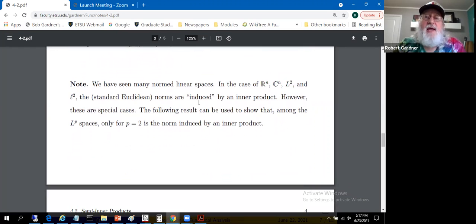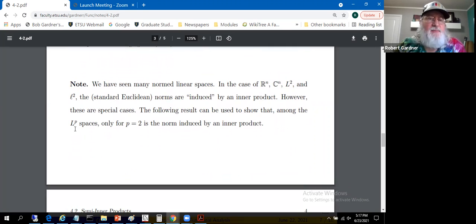We've seen at this stage a bunch of normed linear spaces: Rn, Cn, big L2, little L2. And in all of these, the standard Euclidean norms are induced by inner products. These are somewhat special cases.